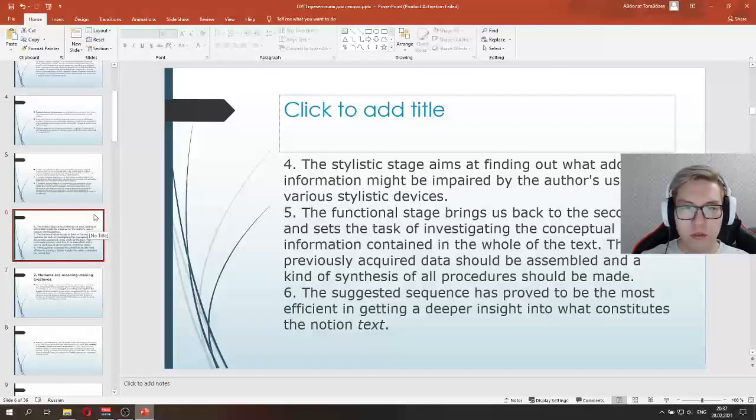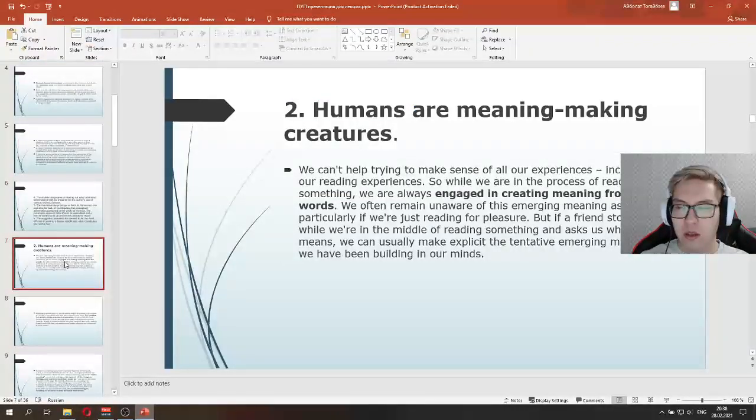Number 5 is the functional stage that brings us back to the second one and sets the task of investigating the conceptual information contained in the whole of the text. The previously acquired data should be assembled and a kind of synthesis of all procedures should be made. And number 6, the suggested sequence has proved to be the most efficient in getting a deeper insight into what constitutes the notion text.